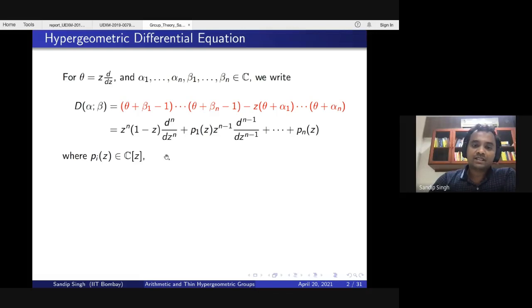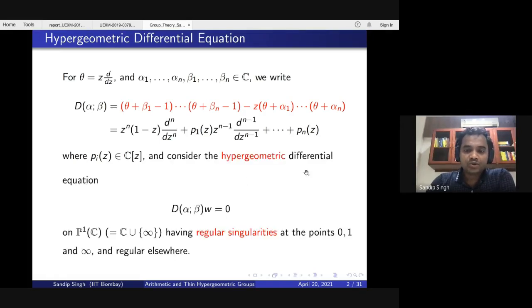So in particular, if you write in the form of d by dz, then this is actually z to the power n times 1 minus z times d^n/dz^n plus p1 z to the power n minus 1. And you can understand that z to the power n minus 1 times d^(n-1)/dz^(n-1) is coming from theta to the power n minus 1, right? So all these coefficients are polynomial because theta is just z times d by dz.